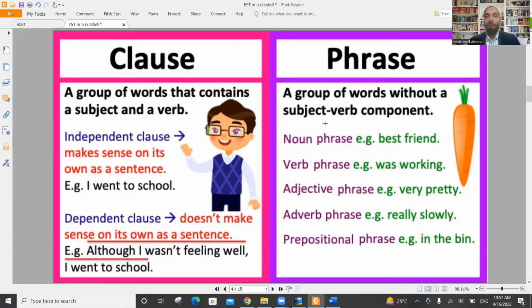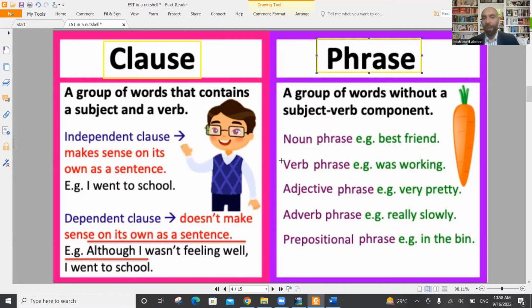Of course, all of you know the English words. For example, here we have the word clause. So clause itself is a word. For each word, you have to know its meaning and, of course, its part of speech. Is it a noun or a verb? In this example, the word clause is a noun. The word phrase also is a noun. So what's the meaning of these two nouns?